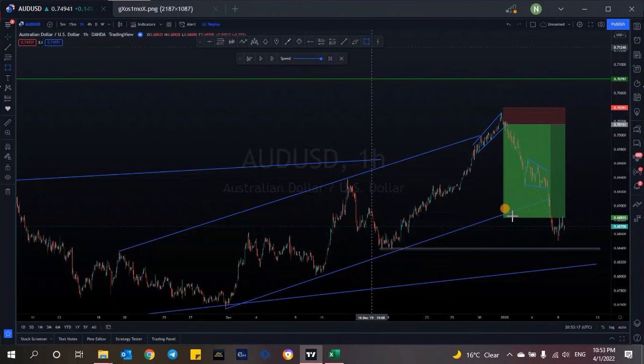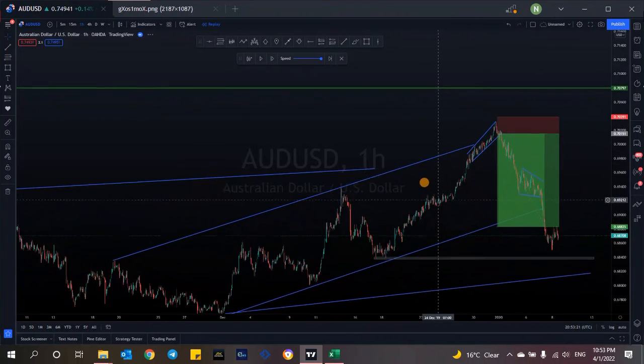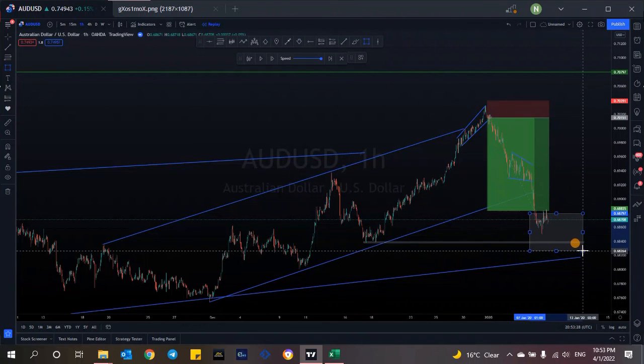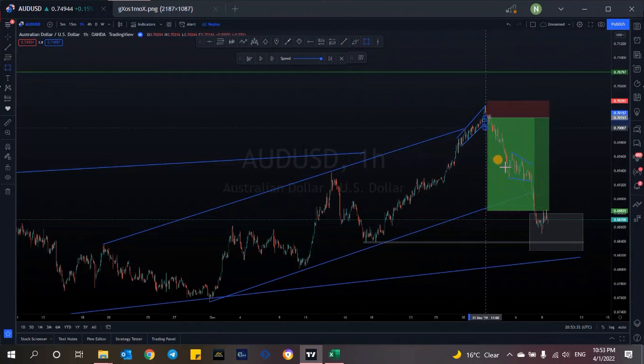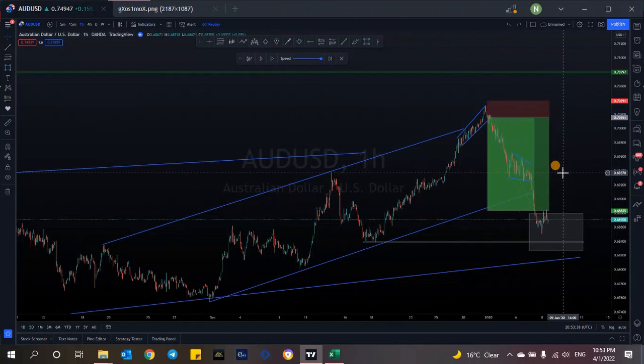So I'm happy with these pips. I wouldn't mind losing this much of pips for this. You understand, guys? For this. So for me, I'm happy with this and I'm good with it. So you've got to make sure you are not too zoomed in and you focus on the bigger time frame structure.